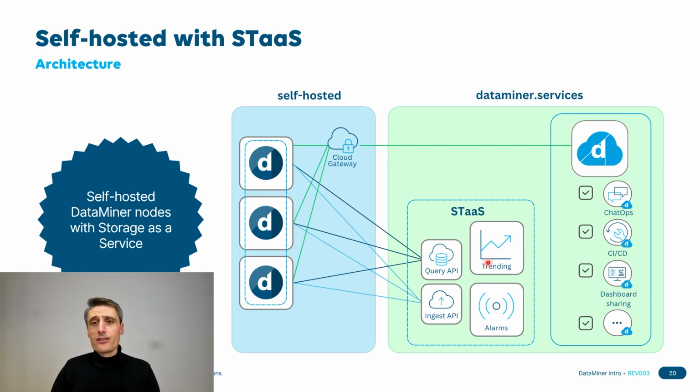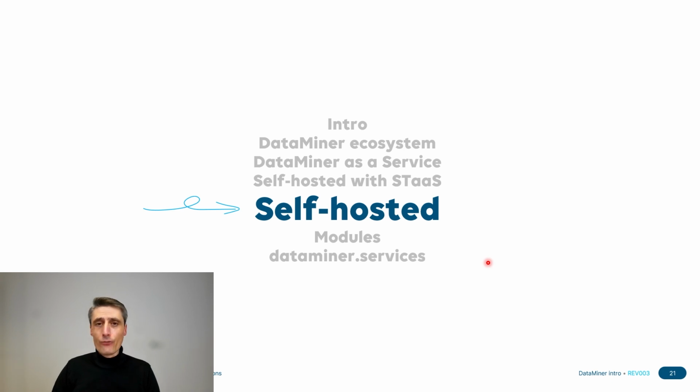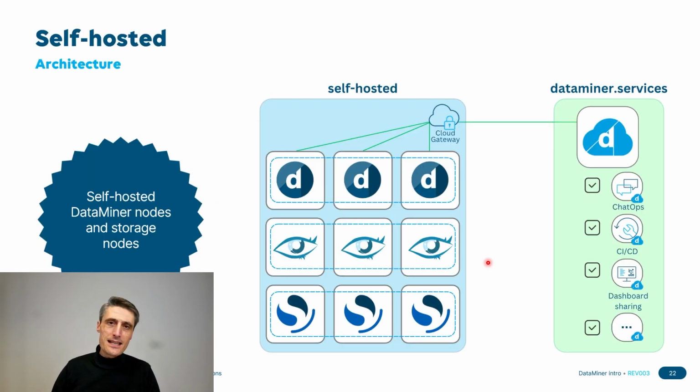Now, if you want to do everything yourself, that is possible with a fully self-hosted solution. And that basically means that you have all the compute power for your DataMiner nodes self-hosted, you have your Cassandra nodes self-hosted, you have your Elastic or OpenSearch nodes self-hosted. So of course, if you want some redundancy and all of these things, you might need indeed a couple of nodes as mentioned here. And as a minimum, you already have like 9 nodes here to have some bit of redundancy there.